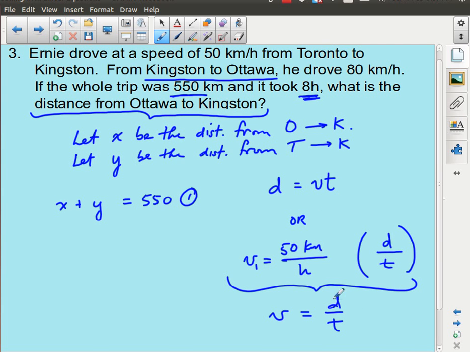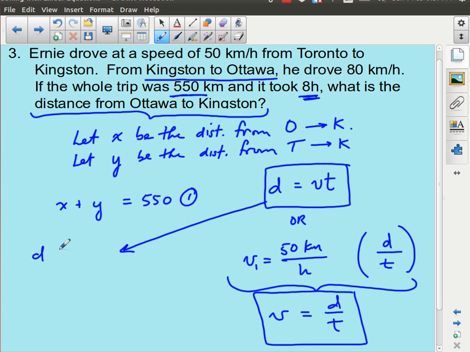So both of these mean the exact same thing. D equals Vt is just another form of V equals D over T. And there's actually a third form from this. If I start with this one, D equals Vt, and I divide both sides by V, you'll see that the V's divide out here, and I end up with T equals D over V. So depending on what we're working with here, we may want an equation in terms of D, an equation in terms of V, an equation in terms of T.